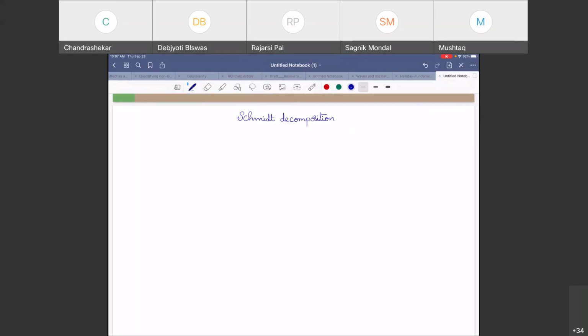Okay, guys. As Dr. Prabha said, my name is Chandrasekhar, and I'm at the Center for Quantum Information at IIT Madras as a scientist. Today I will be teaching you about Schmidt decomposition. Let's start by seeing what the Schmidt decomposition theorem is.